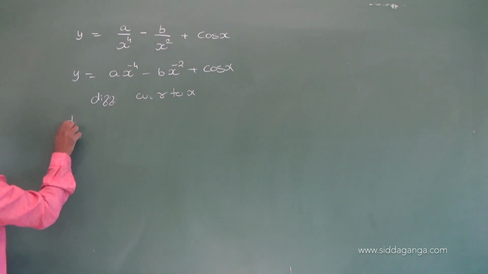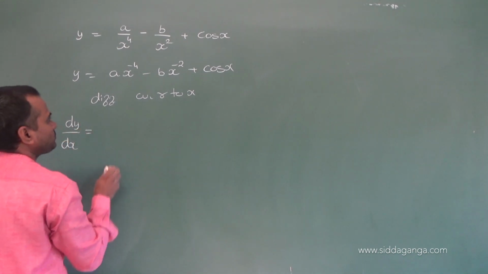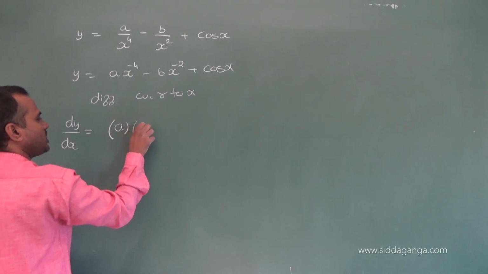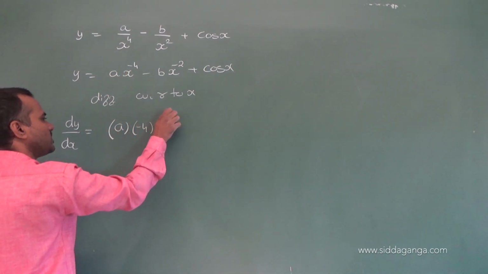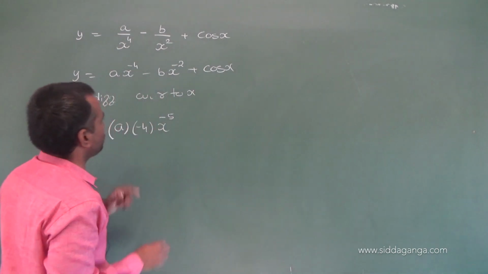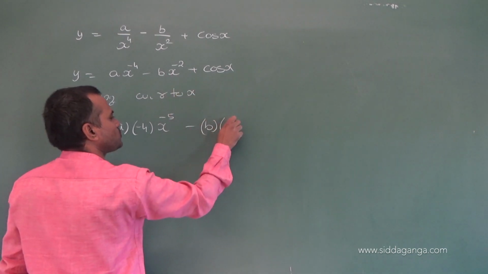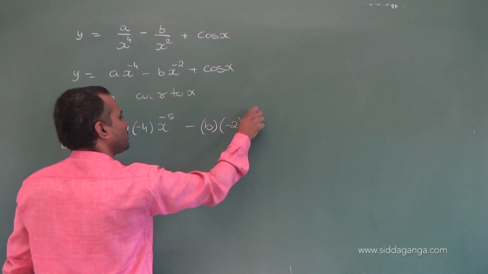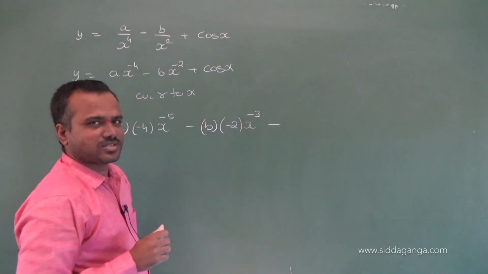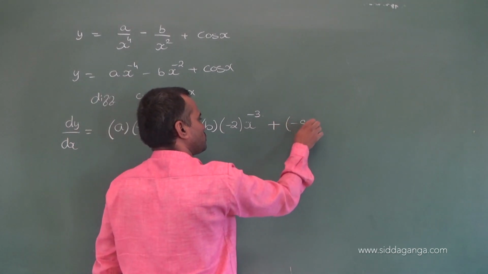with respect to x. dy by dx. a constant, x to the power minus 4 gives minus 4 into x to the power minus 5, n into x to the power n minus 1, constant into function, minus b as it is, x to the power minus 2 gives minus 2 into x to the power minus 3, minus, why I write minus, derivative of cos x is minus sin x. If you want, once again, one more step, no problem.